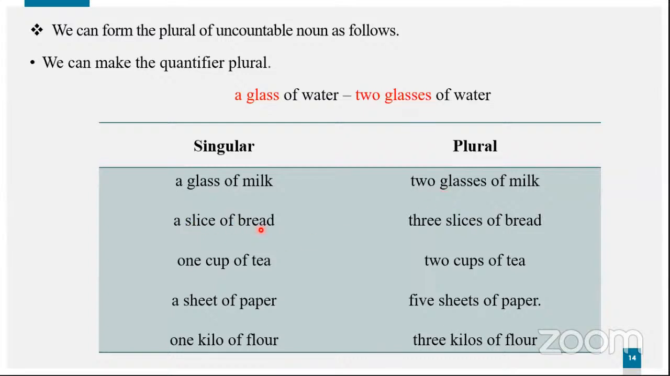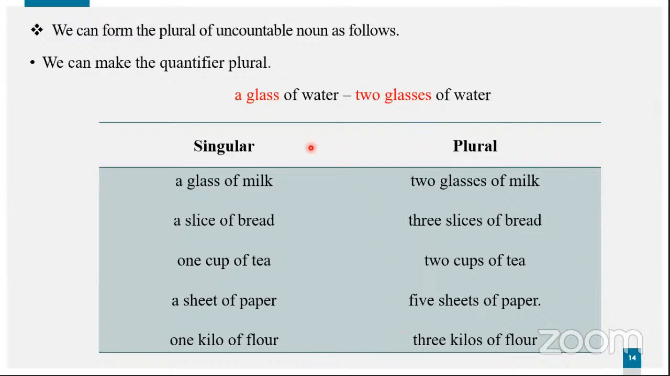A slice of bread, three slices of bread, right? One cup of tea, two cups of tea. A sheet of paper, five sheets of paper, right? 1 kilo of flour. 3 kilos of flour, right?